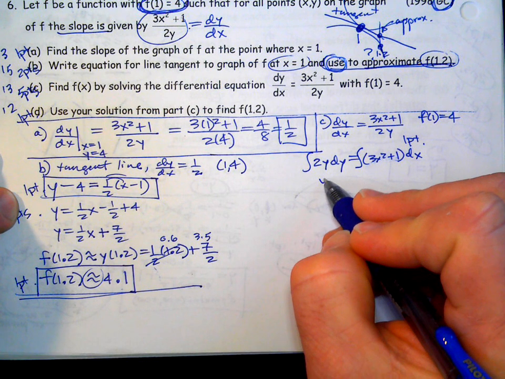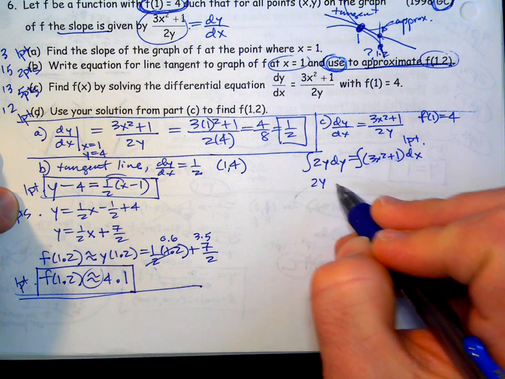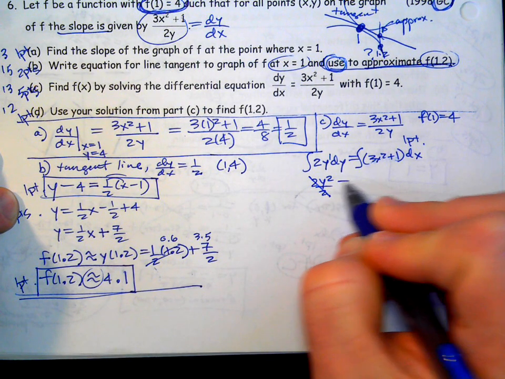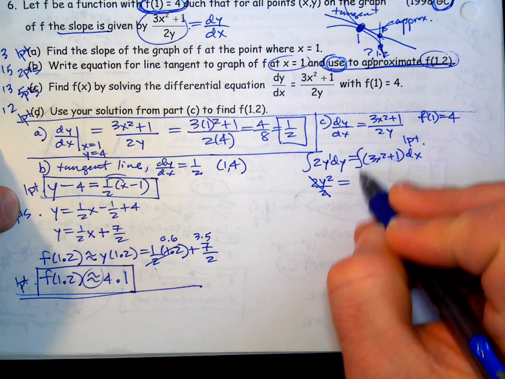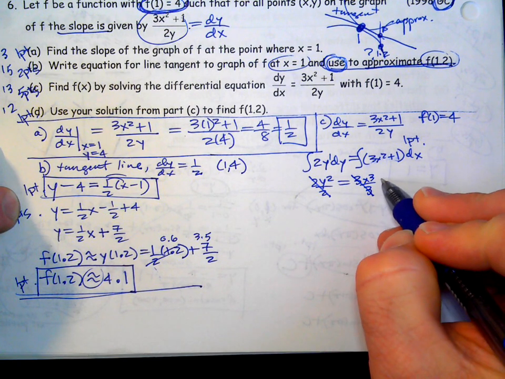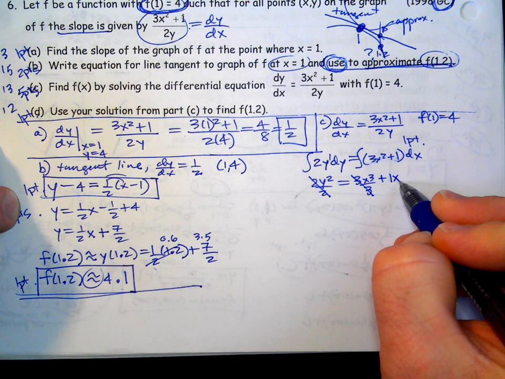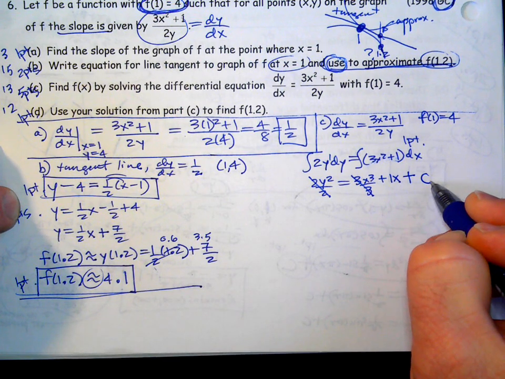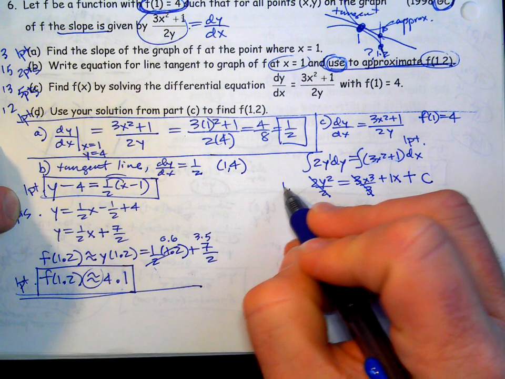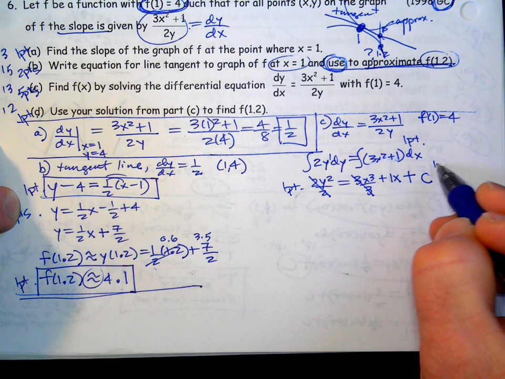This is going to be, all right, it's 2 times y to the first squared over 2, so it's just y squared. It worked out pretty nicely having the 2 there. This is going to be 3x cubed over 3, so it's just going to be x cubed plus 1x plus c. So probably 1 point for both antiderivatives, 1 point for putting the plus c.